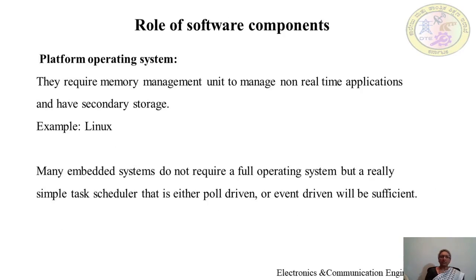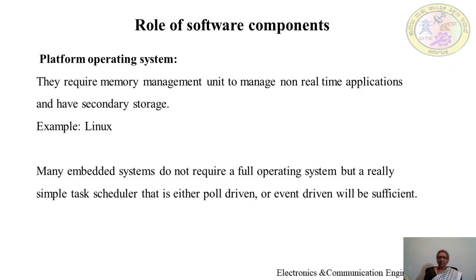The other class of operating systems normally found in embedded systems are the platform operating systems. These have a memory management unit to manage the non-real-time applications, and they also have secondary storage. An example is Linux. Many embedded systems may not require a full operating system at all. So they do not need either RTOS or platform operating systems.